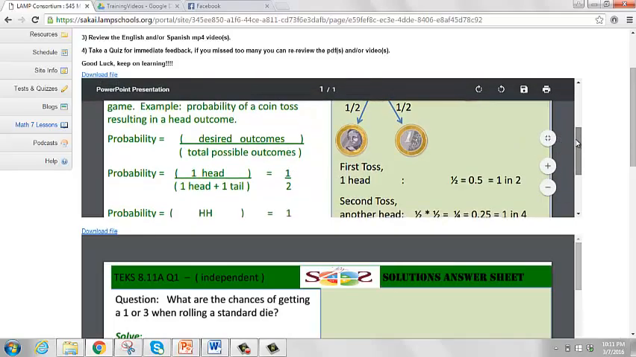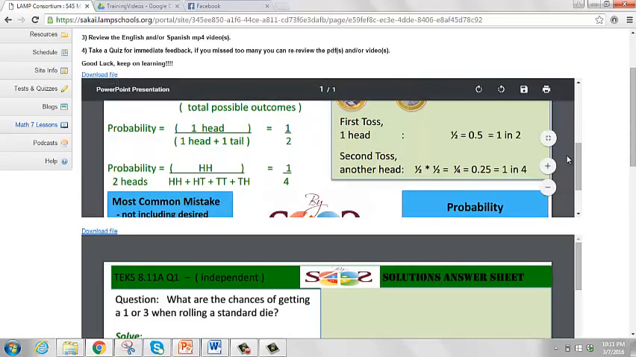Now, if you want to do 2 coin tosses, you can do this particular calculation. What is the probability of getting 2 heads back to back? You put the desired outcome on top, heads and heads, divided by all of the possible outcomes, which is heads heads, heads tails, tails tails, or tails heads. So basically it's 1 desired outcome divided by 4 possible total outcomes. The probability of getting heads back to back is 1/4.